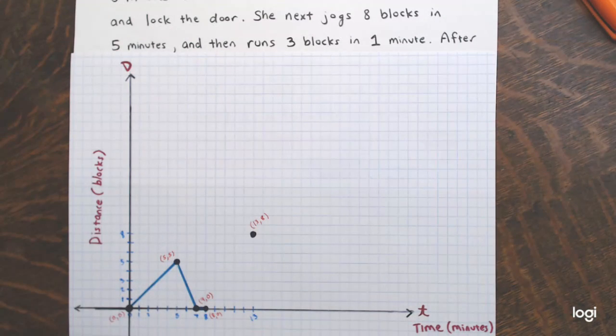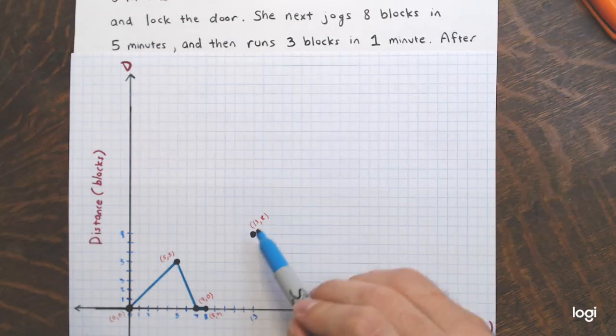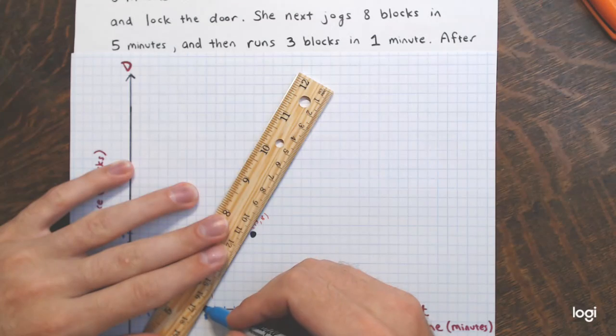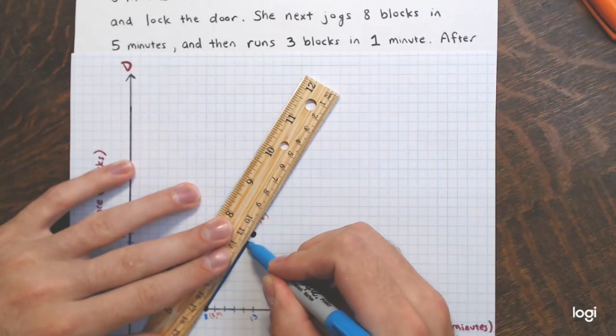And again, we're assuming here that she's moving at a constant speed, so she's not running really slow at first and then speeding up, or running really fast at first and then slowing down. Just the same speed the entire time, represented by a nice straight segment between these 2 points.